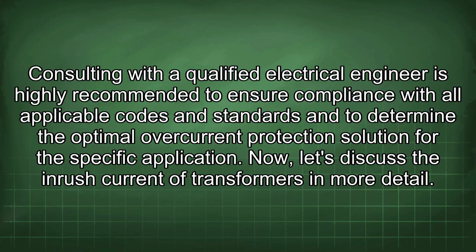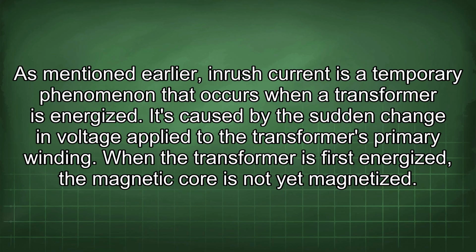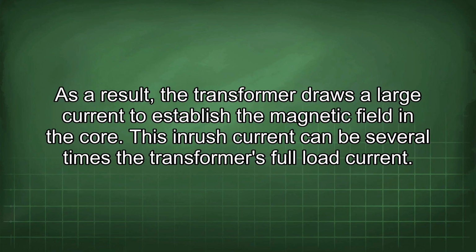Now, let's discuss the inrush current of transformers in more detail. As mentioned earlier, inrush current is a temporary phenomenon that occurs when a transformer is energized. It's caused by the sudden change in voltage applied to the transformer's primary winding. When the transformer is first energized, the magnetic core is not yet magnetized. As a result, the transformer draws a large current to establish the magnetic field in the core. This inrush current can be several times the transformer's full load current.